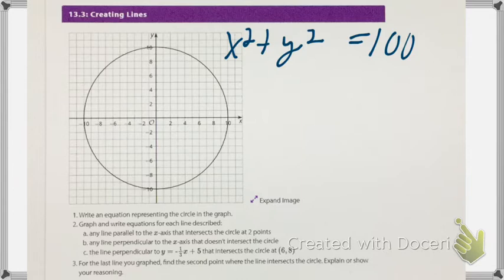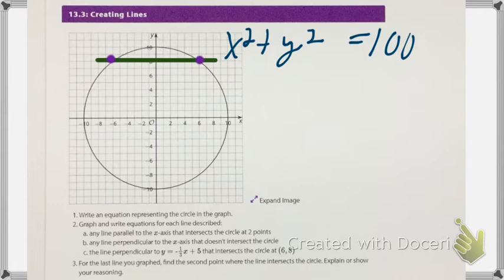Graph and write equations for each line described. Oh boy, any line parallel to the x-axis that intersects the circle at 2 points. So parallel to the x-axis, any line is fair game here. I'm going to blow this up on my end. Okay, this circle's drawn accurately, so this makes our life a little bit easier. There's a line parallel to the x-axis, and now I can kind of see where it intersects. Looks like right here. Right here.